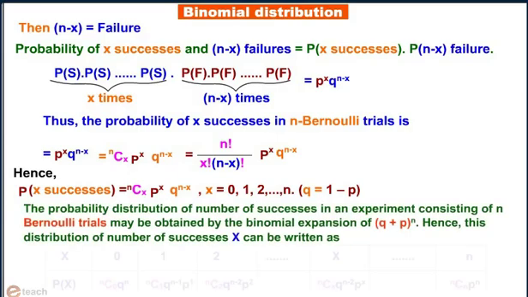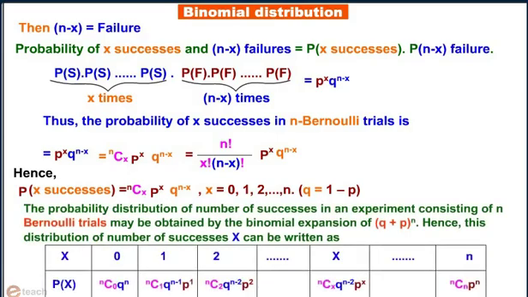The probability distribution of the number of successes in an experiment consisting of n Bernoulli trials may be obtained by the binomial expansion of q plus p to the power n. Hence, this distribution of the number of successes X can be written as shown.